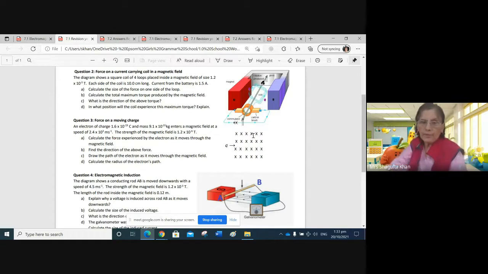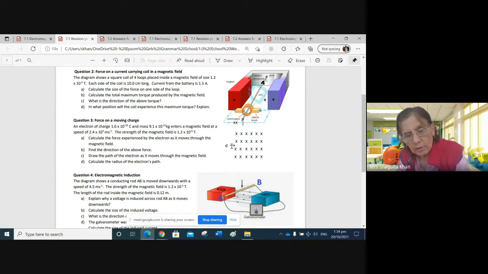If you've done it correctly, thumb to the left, fingers into the page, your slap is moving down the page. That means this electron will experience a force down the page. It was moving in this direction. If there was no magnetic field, it would keep moving in this direction. So the force is at a 90 degree angle.